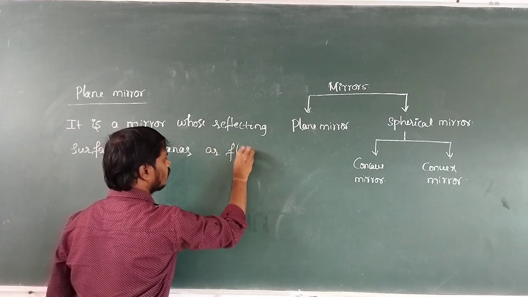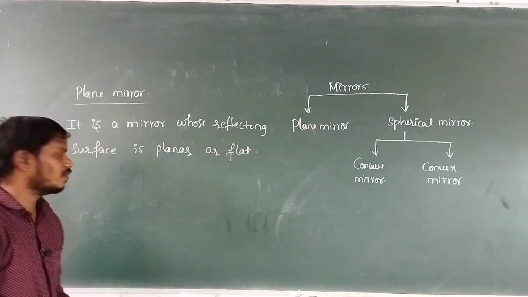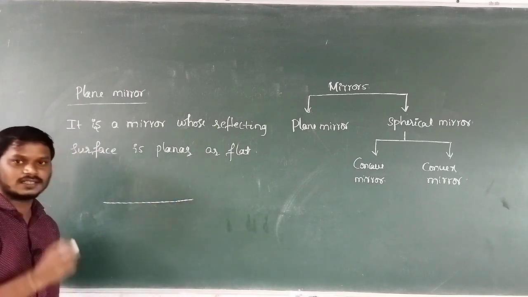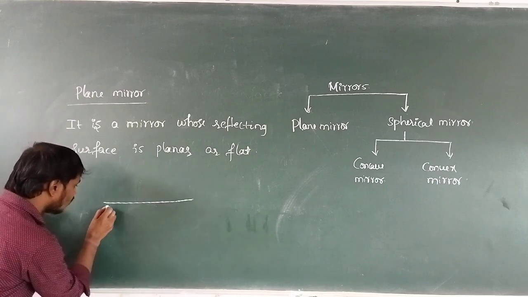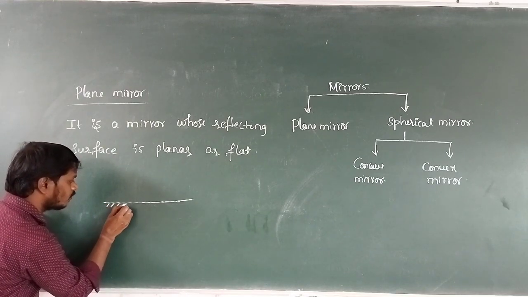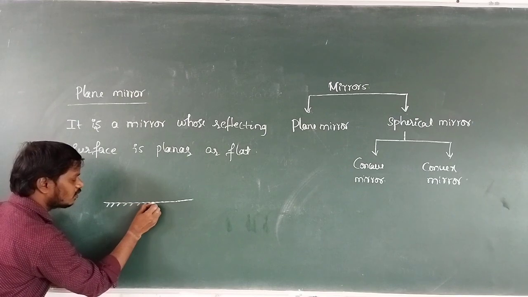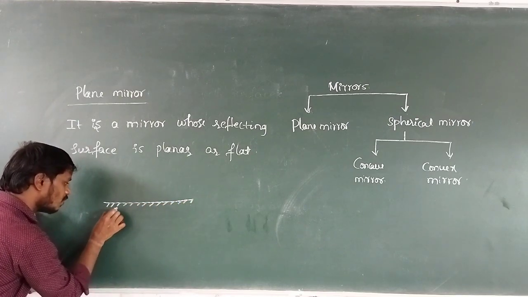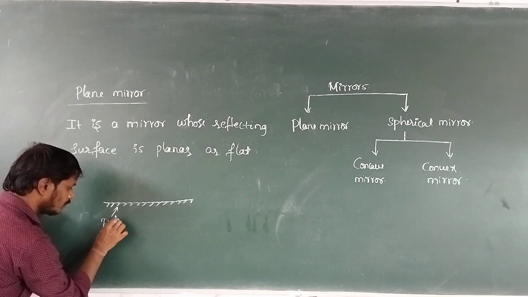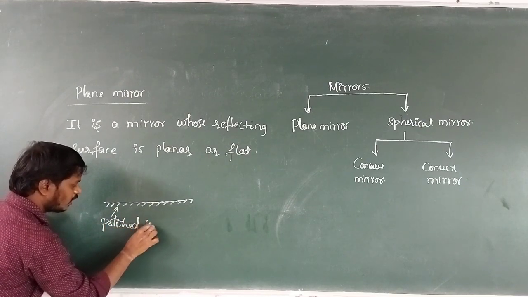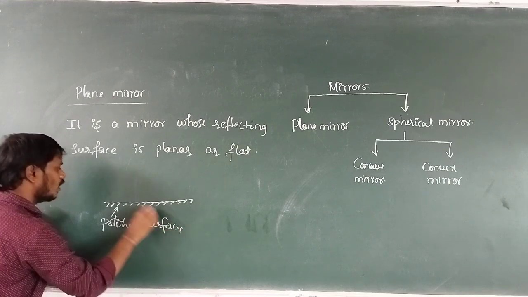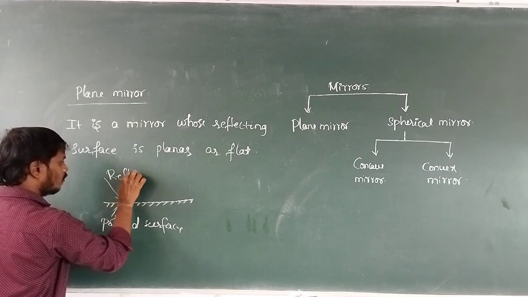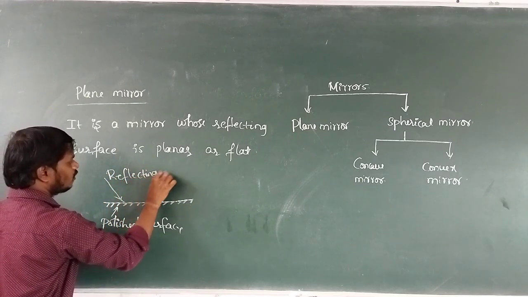Now let us draw the plane mirror. In case of a mirror, one surface is polished and another surface is reflecting. This shaded part is nothing but the polished surface, and this is the reflecting surface.